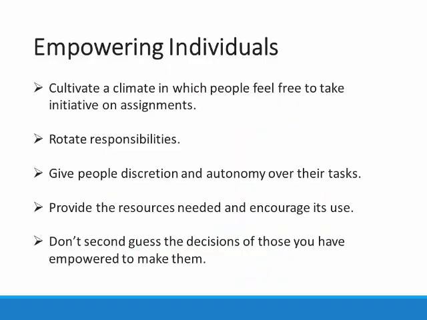And then I also wanted to talk about empowering individuals. Once you have a leadership team in place, you want to make sure that they feel empowered. To do that, you have to cultivate a climate in which people feel free to take initiative on assignments. What does that mean? It means you can't do everything, and you have to let people know that you can't do everything, that you need them to take the initiative, to volunteer and see where it goes.